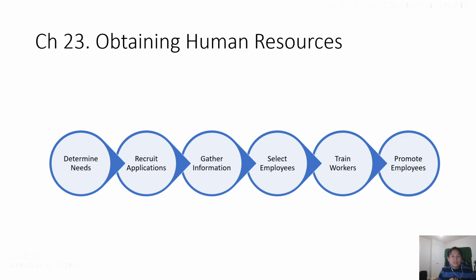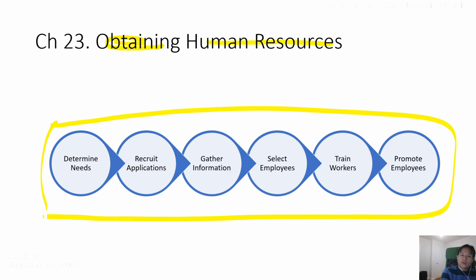All right, so now let's move to the next chapter. Chapter 23 is obtaining human resource and materials. I just show this chart for this chapter. So this is a process of a hiring system.